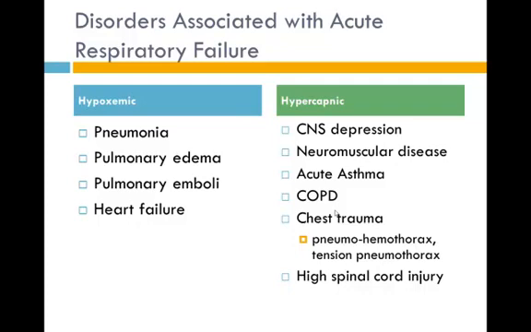Respiratory failure can be classified as hypoxemic or hypercapnic. Hypoxemic respiratory failure is commonly defined as a partial pressure of arterial oxygen, PaO2, less than 60 millimeters of mercury when the patient is receiving an inspired oxygen concentration greater than 60%. Disorders such as pneumonia, pulmonary edema, pulmonary emboli, and heart failure are examples of potential alterations that can develop into acute respiratory failure.